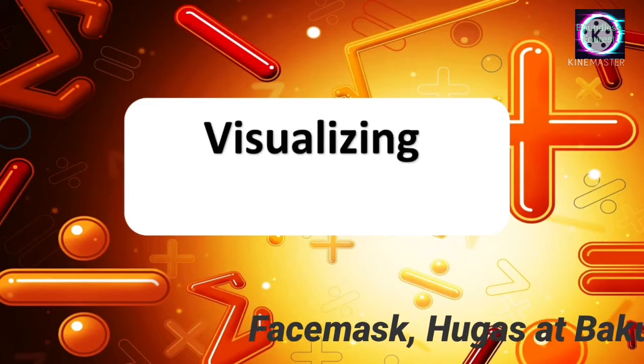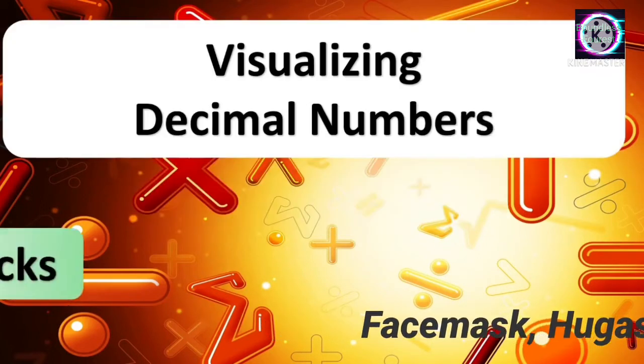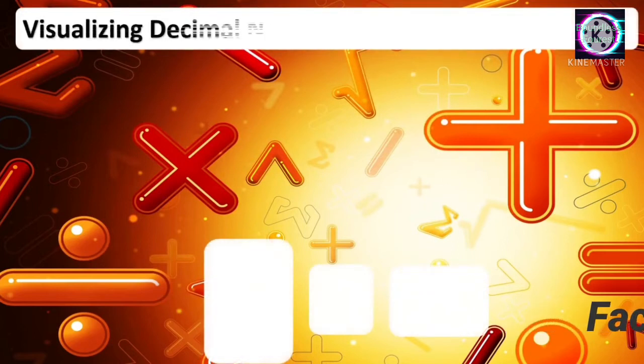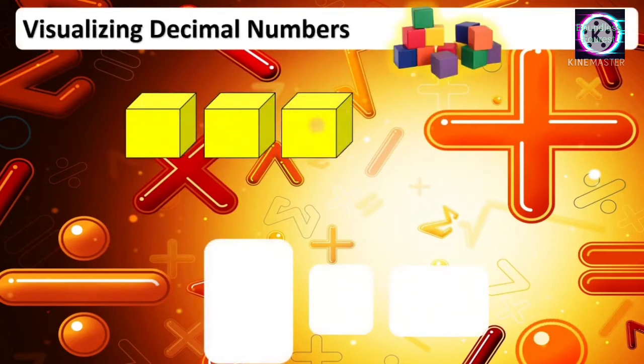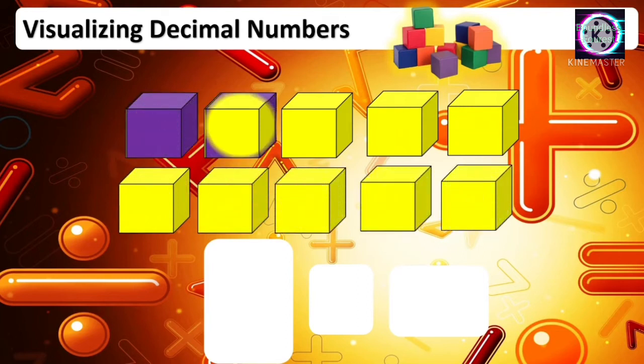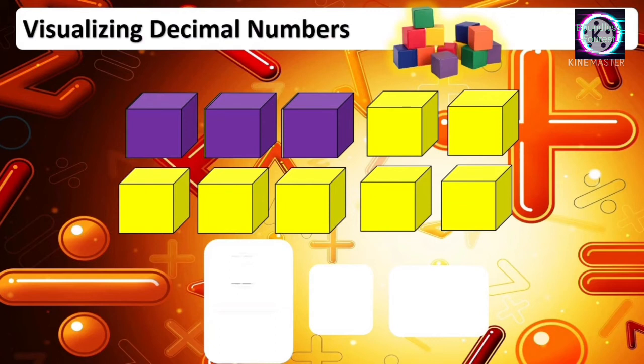Now, let us start with visualizing decimal numbers using blocks. So, for the first example, I have here 10 blocks, and 3 of it were shaded. So, in fraction, if we're going to express it using a fraction, the denominator would be 10, and the numerator is 3. So, we have 3/10. If we're going to change it into a decimal number, ito yung dapat tandaan or you need to consider.